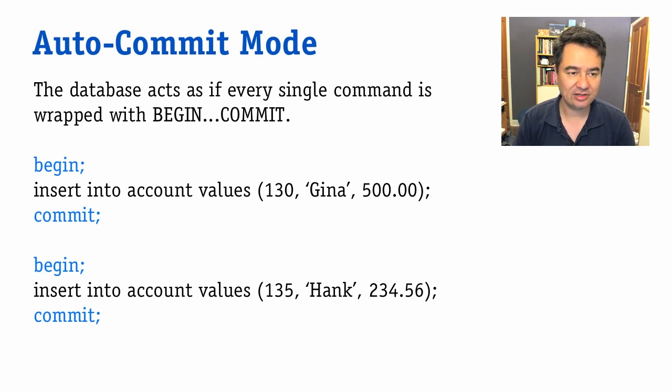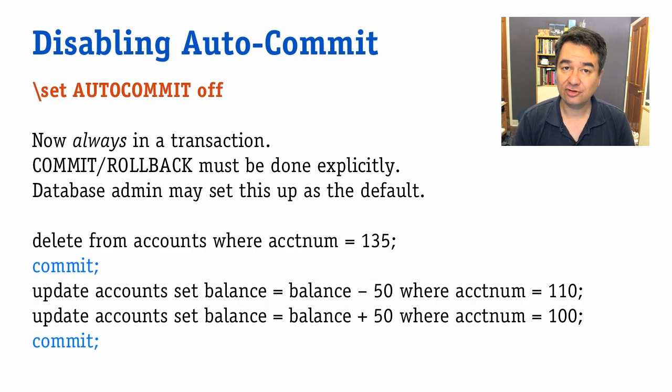I showed you an example on this slide where I want to insert two rows into a table called account, and I'm not in an explicit transaction here. So you can think of it as there's a begin right before I do the first insert, and then a commit, and then a begin again, I do the next insert, and then a commit.